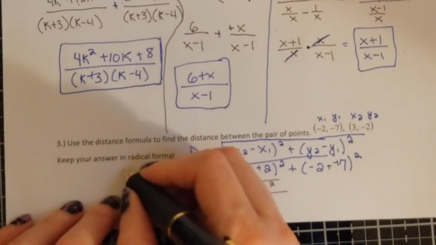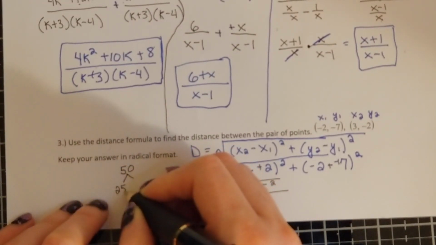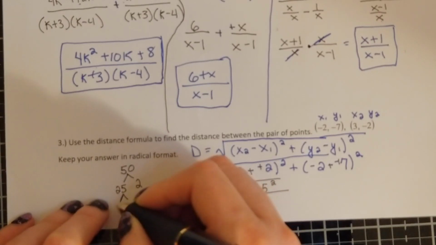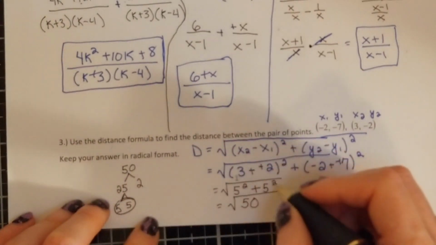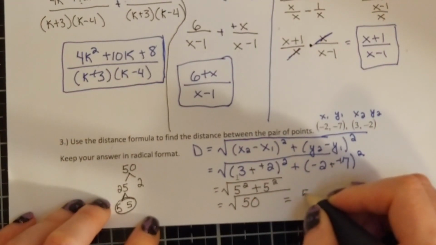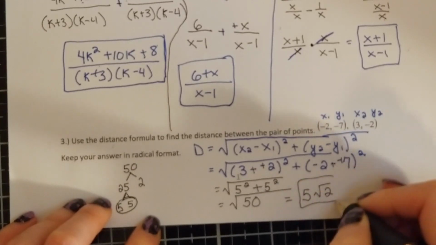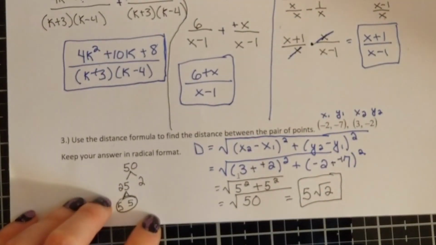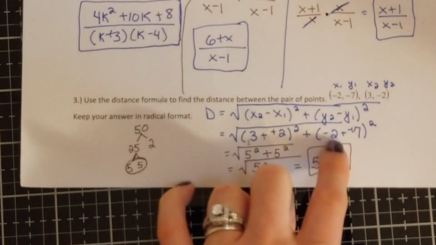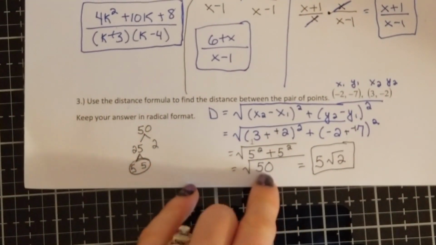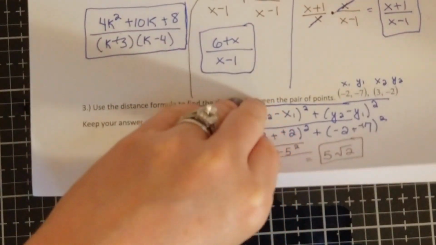Okay, I would break down my 50. That would be 25 times 2. 25 breaks down as 5 times 5. The two 5s match. So that would be 5 square root 2. And that would be your answer. Now, of course, if you are doing this and you have your calculator, you could check all of the multiple choice answers and check your square root 50, and the decimals should match. So that's another way you could look at it.